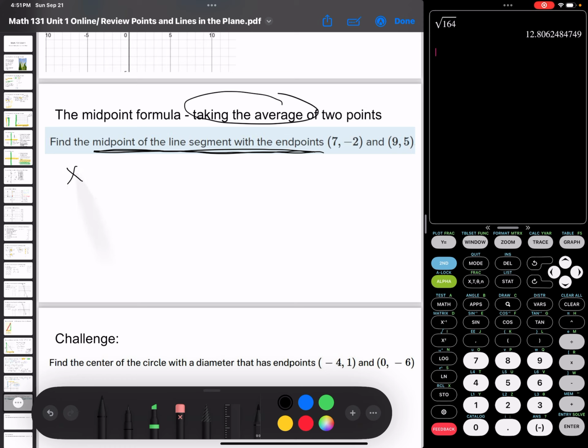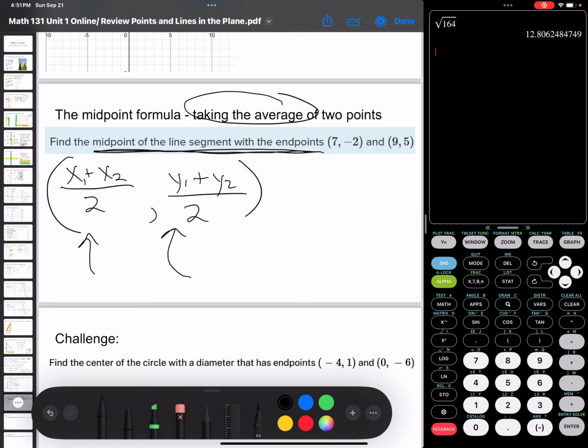I take my 2 x values for my points, I add them up, and I divide by 2. And I take my 2 y values for these points, and I add them up and divide by 2. So this is going to give me the average x and the average y, which will be right in the middle. Let me go ahead and plug some stuff in here so we can see that work.